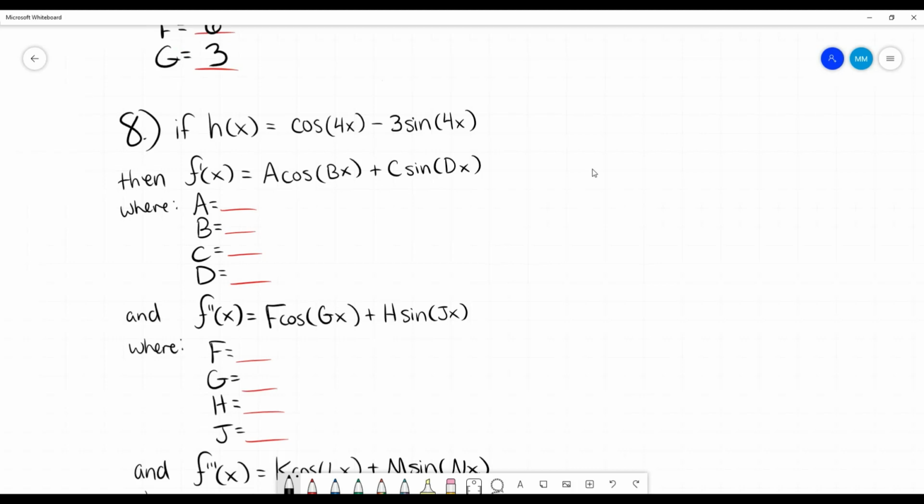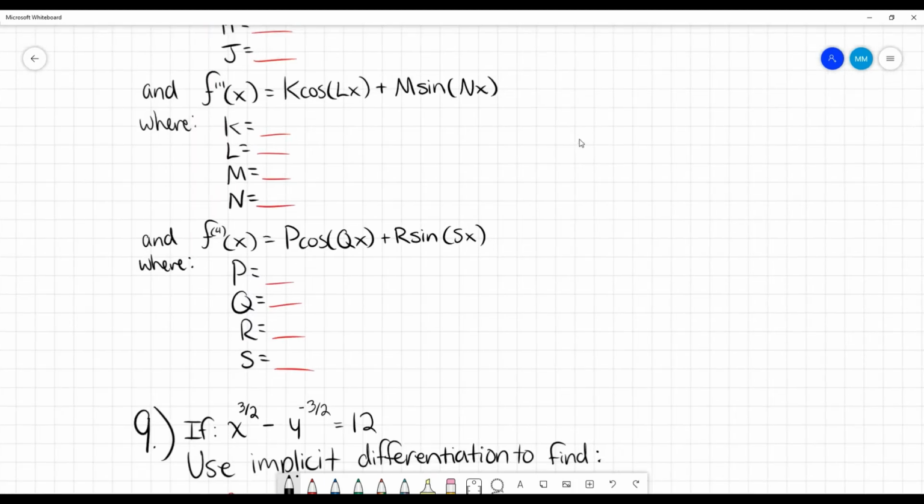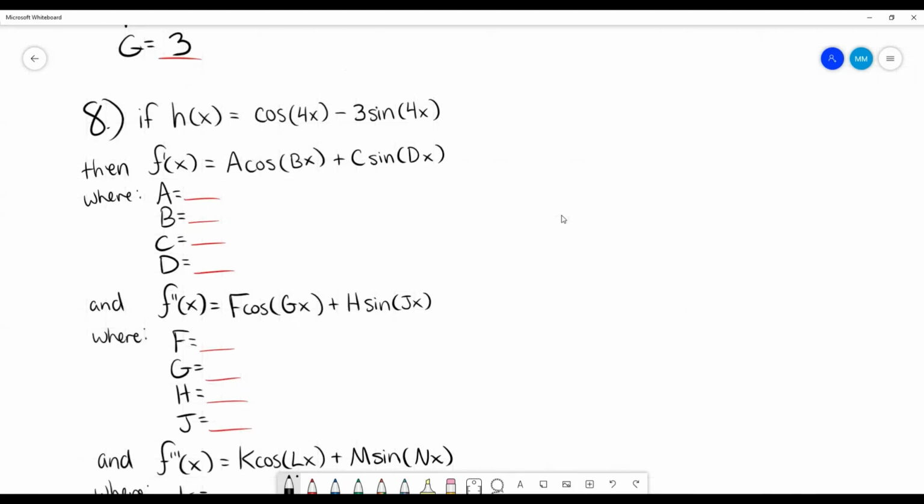Okay. Let's try number 8 now. And it looks like they want us to take all the way up to the 4th derivative. So this is going to be a fun one. So we're given that h of x is equal to cosine of 4x minus 3 times sine of 4x. So I see we've got our sum rule and we've got our chain rule a couple of times.